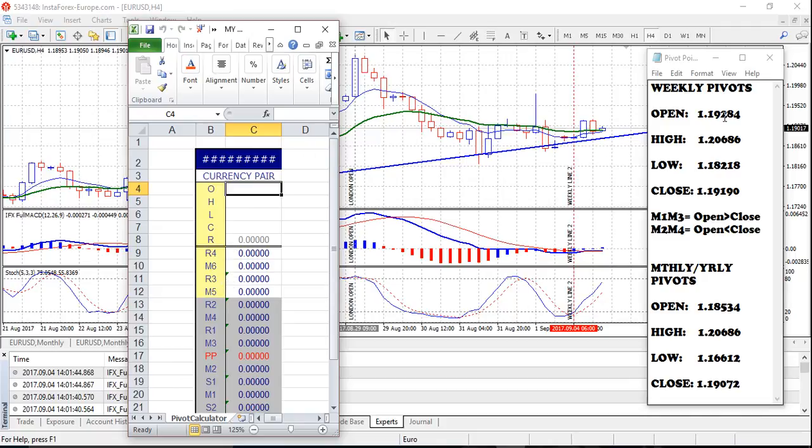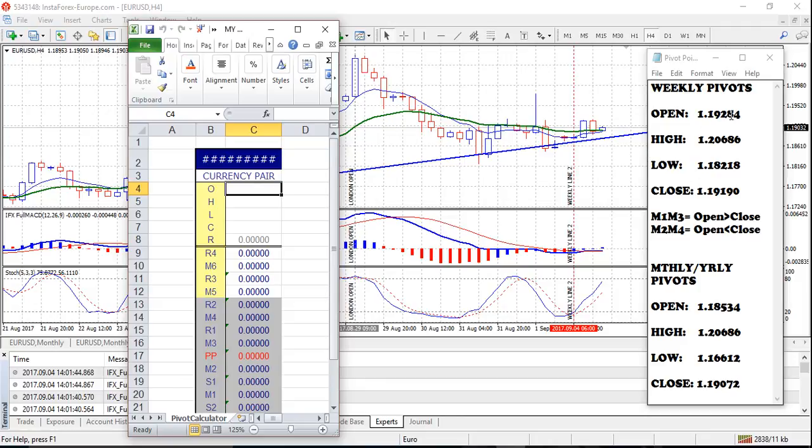So you can see I want to plot these values here. This O here means the opening price. This H here means the highest price attained. This L here means the low price attained, and this C here means the closing price. If I enter these values into these portions here, this software will automatically help me to calculate the pivot points I'm going to use for the week's trading.